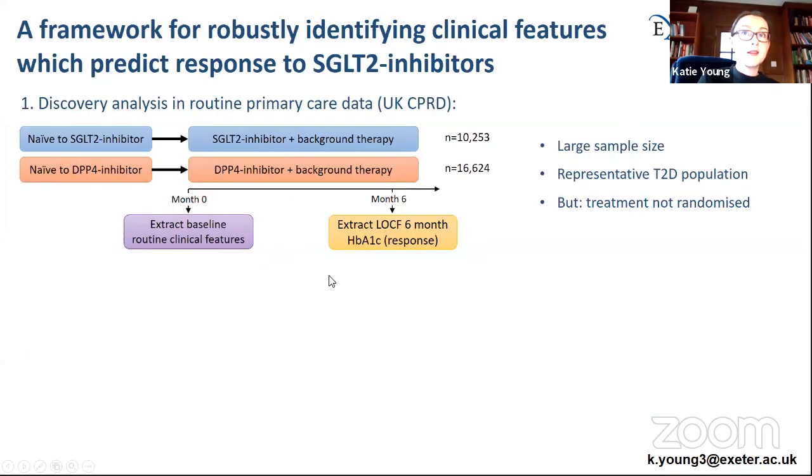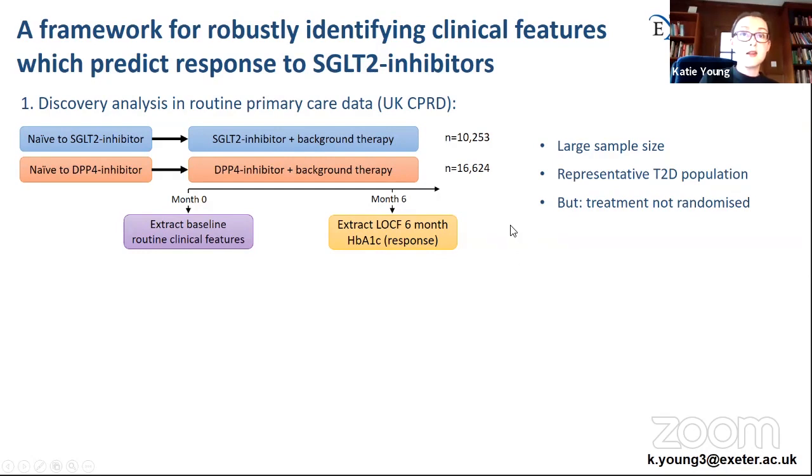So in order to robustly identify clinical factors which predict response to SGLT2 inhibitors, we use a two-stage framework. In the first stage, discovery analysis in routine primary care data, we use the UK Clinical Practice Research Datalink to identify patients who are newly initiating SGLT2 inhibitor treatment. We extract their baseline routine clinical features and extract their HbA1c after 6 months of treatment, which we use as a measure of glycemic response. We can then carry out regression analysis to see whether any of these baseline features are associated with glycemic response.